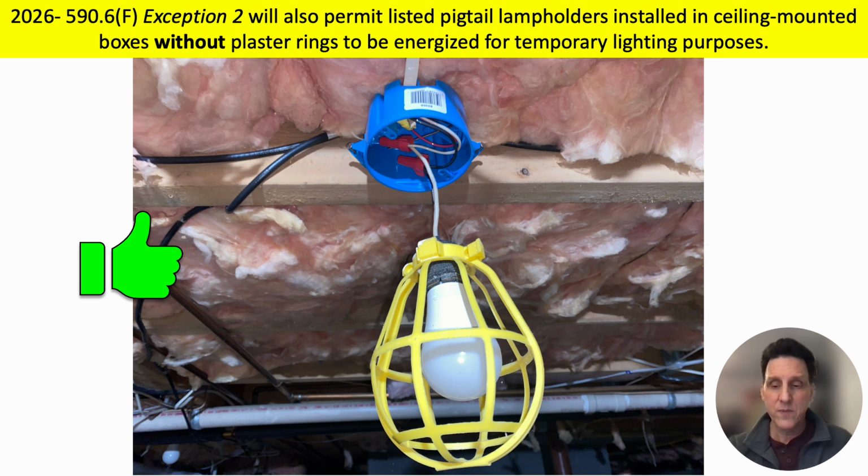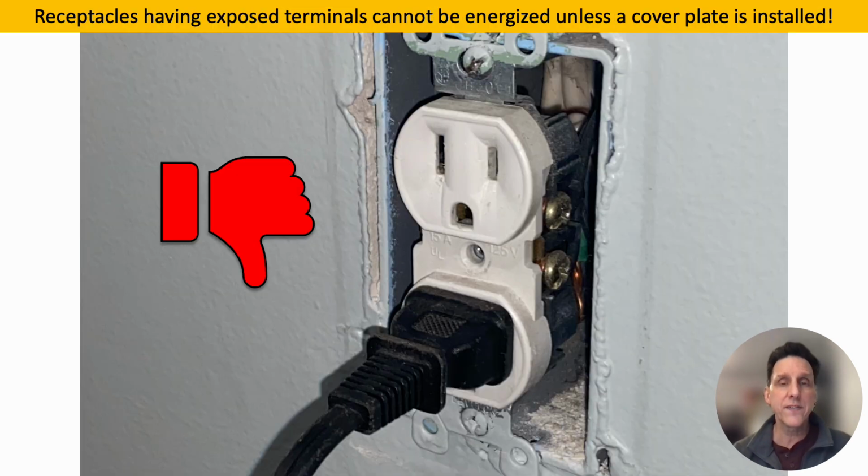That's pretty cool. Now let's talk about energizing devices, like receptacles, for example, with no cover. Can we energize this receptacle for temporary power? No, you cannot. There has to be a cover on that box, excuse me. Cover plate, cover, whatever you want to call it. You cannot energize that receptacle the way that sits in the wall right now. You can see the terminals there. You could easily make contact with those terminals and get a shock.